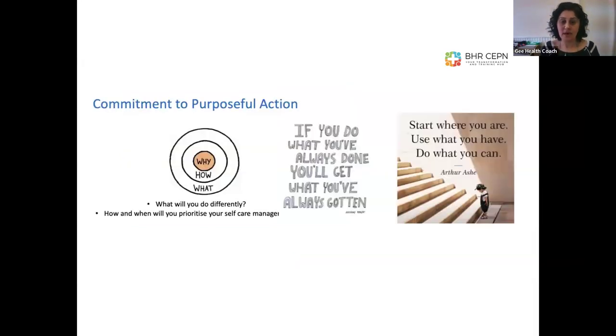And then it's committing to a purposeful action. So we understand why they've come, or why they've been referred to see a health coach. And then we will look at what they are going to do differently after the first coaching session, and how, and also when they're going to agree to prioritize the self-care management, regardless of what's going on around them. And also ascertain that if we keep doing what we've always done, we're not going to make any difference. And one thing that's very important is to start where you are, to use what we've got, to do what we can. So it's really simple baby steps to ensure that we're just dealing with what the most important issue is right now. Next slide, please.